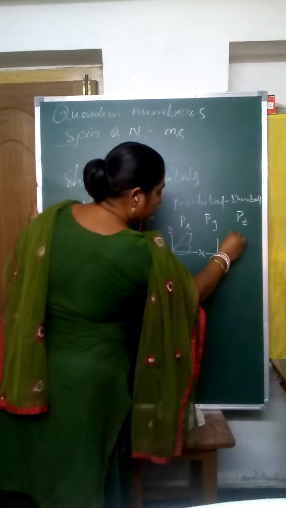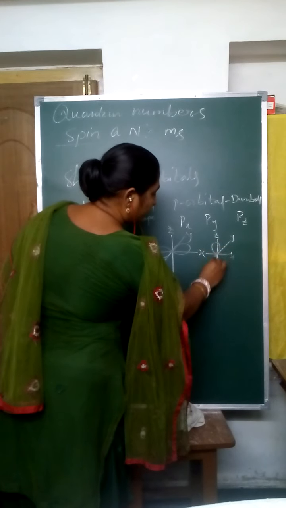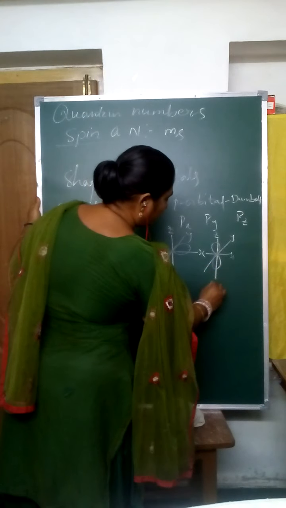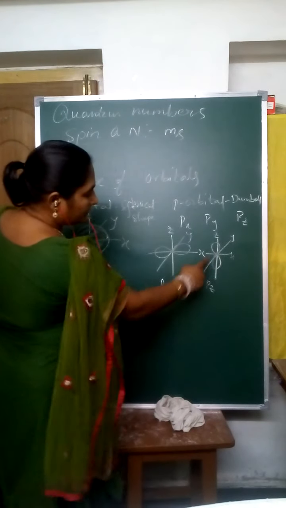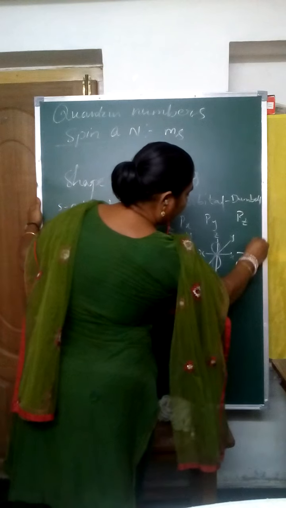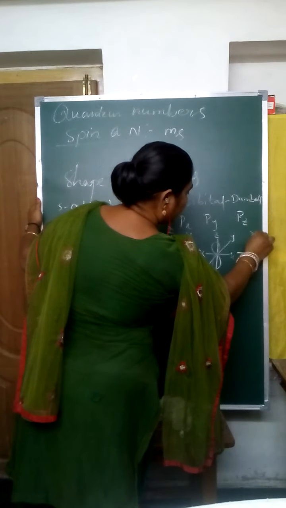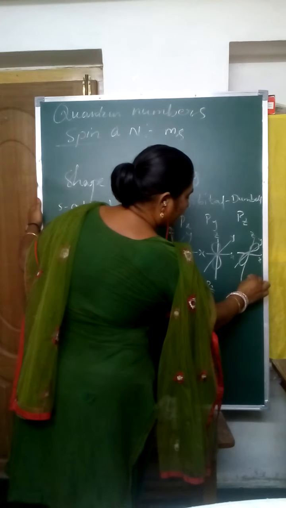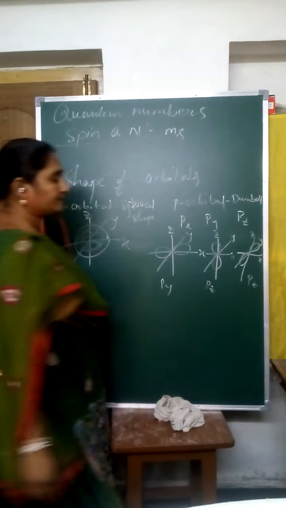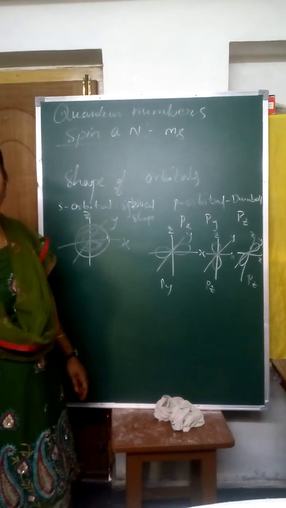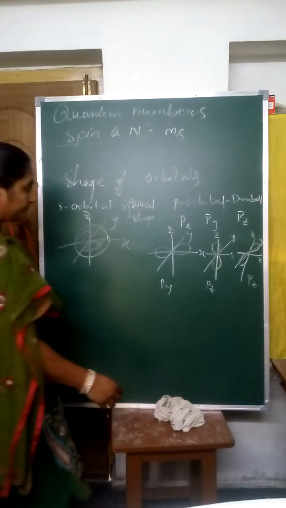And py, we are drawing like this on x, y, z. Very simple. Pz, this one. Along the y axis we are drawing py. This is the pz. These are the shapes of the p orbitals. Okay, do you understand? Now listen.